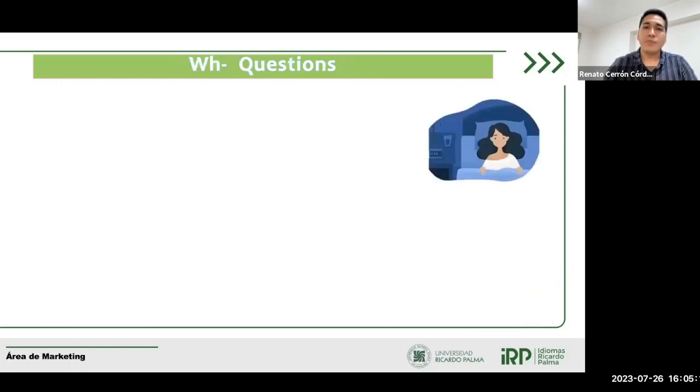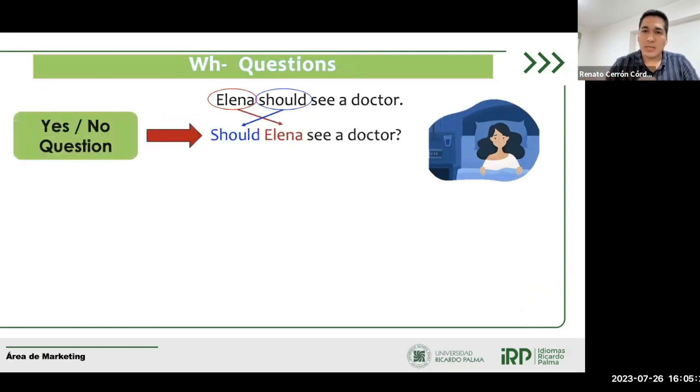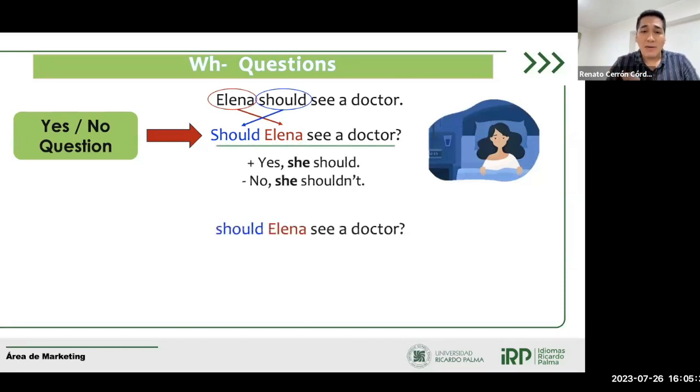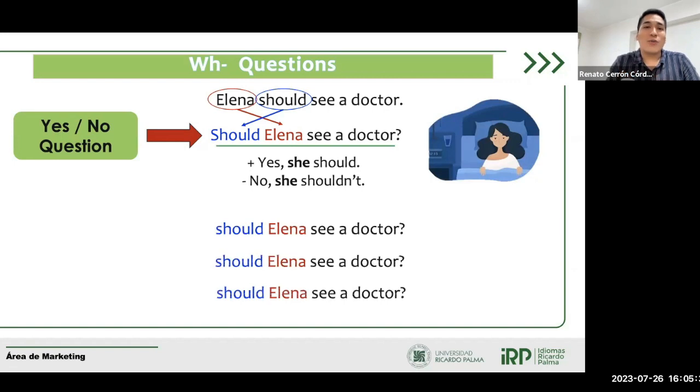All right. We already know how to work with yes, no questions, right? You must remember this example. Should Elena see a doctor? So we are gonna use, guys, this yes, no question to have our WH questions. Look. So the only thing we are going to do is to add a WH word at the beginning. For example, why?